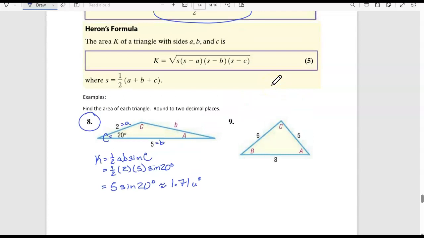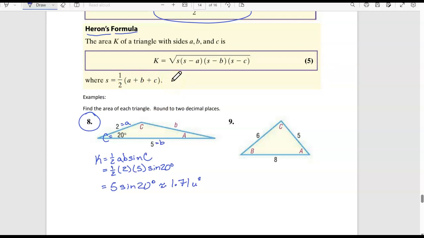Okay, now, what if we don't have any angle? Well, we can use Heron's formula to figure out the area. Heron's formula says the area is going to be equal to the square root of s times s minus a times s minus b times s minus c. S is 1/2 of the perimeter, which is the distance around that triangle.